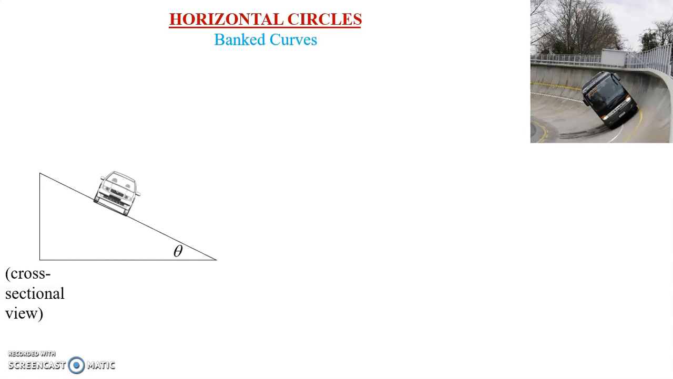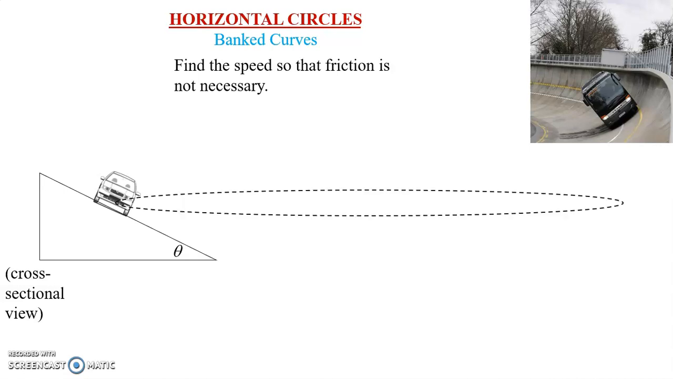Now, you don't have to get real detailed with your picture of the car. You can draw a box for all I care, but the angle theta is the angle of embankment, the angle that the surface is tilted at. And what we're going to do is develop an equation, a way to figure out how fast the car can move around so that friction is not even necessary to keep it from sliding up or down the embankment.